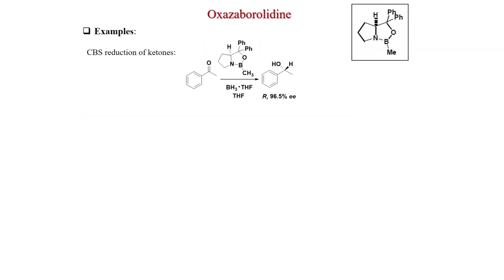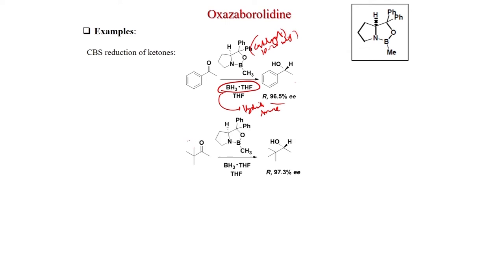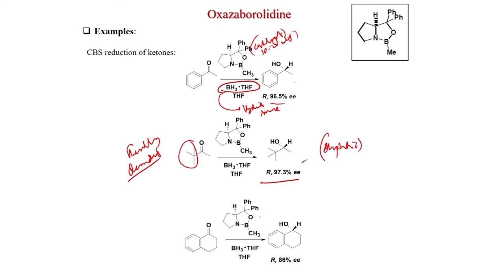CBS reduction of ketones: here this is the catalyst, maybe 10 to 20 mole% you need. And BH3 THF is the hydride source. Acetophenone is converted to this R alcohol in 96.5% E. So, this is very important. We have seen with IPC2BCl also this reduction is possible, and with a tertiary butyl group. This is sterically demanding. Tertiary butyl group can also be present, and you can get 97.3% E of this alcohol. Aliphatic ketones also give high E, and this is tetralone with this catalyst and BH3 THF as the hydride source, THF solvent, you get this alcohol in 86% E.